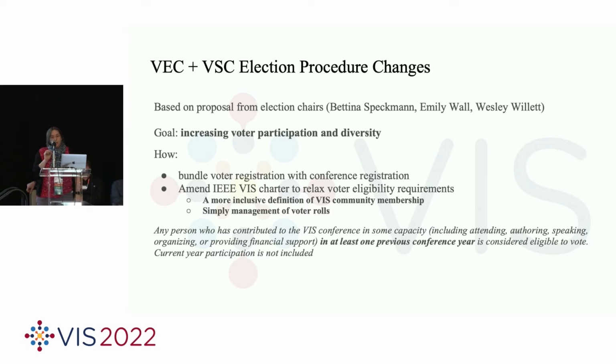Another change that all of you who registered for the conference saw this year is that we changed the election procedures. Here, our goal was, and this was based on a proposal from the election chairs themselves, who wrote up a proposal and sent it to the steering committee to discuss. So the goal here was to, first of all, increase voter participation and the diversity of voters. So that requires changing this document called the Charter, the IEEE Vis Charter, which writes down all the governance procedures.